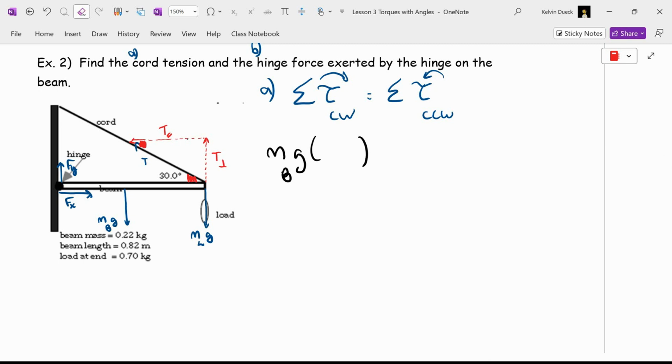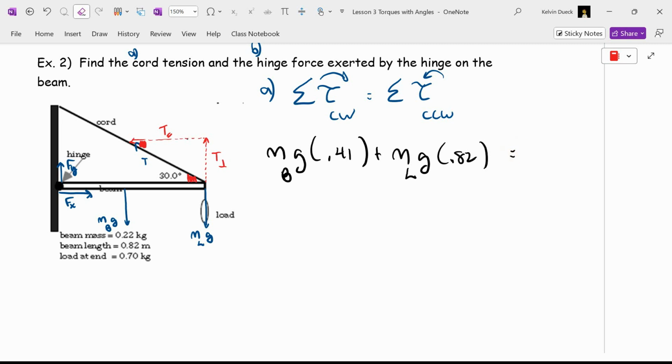Cooper, how long did they say the beam was? They told me in the question. So half of that, 0.41, I can do that in my head. And mass of the load times G times how far is it from the pivot? Oh, it's on the very end of the beam, 0.82. Those are my clockwise torques.